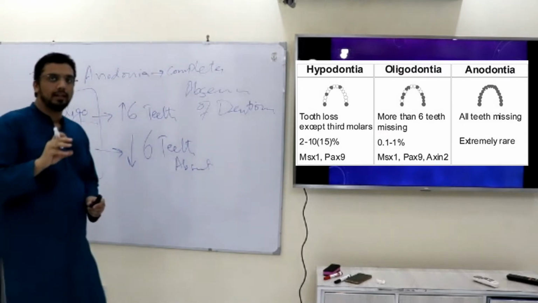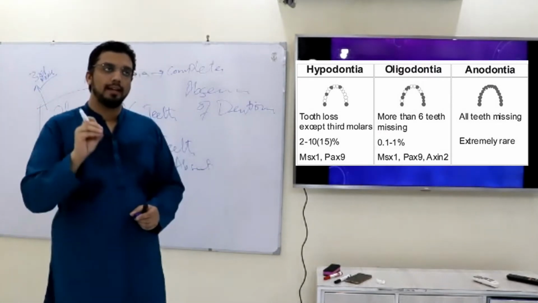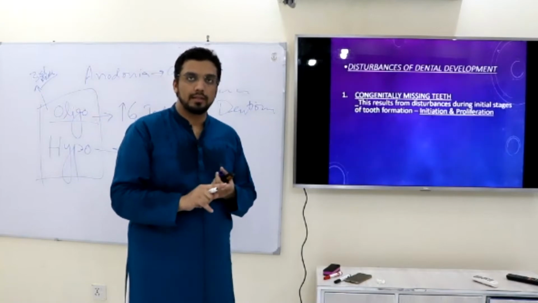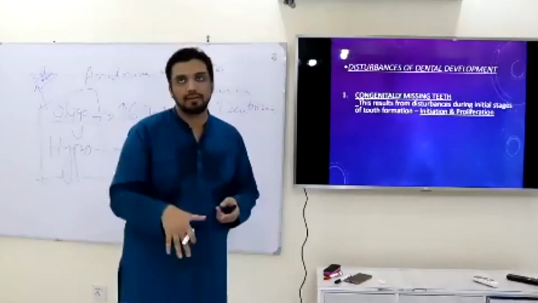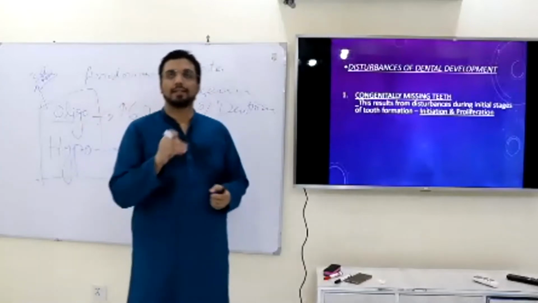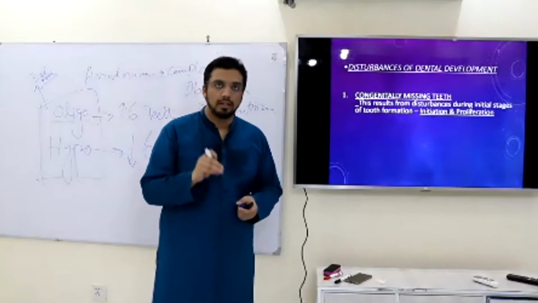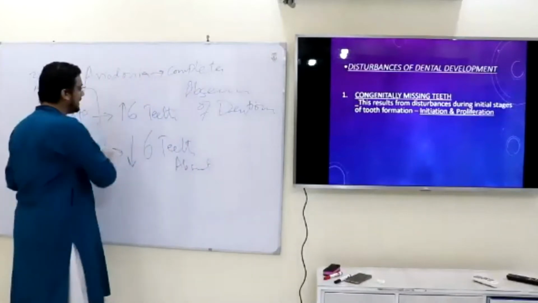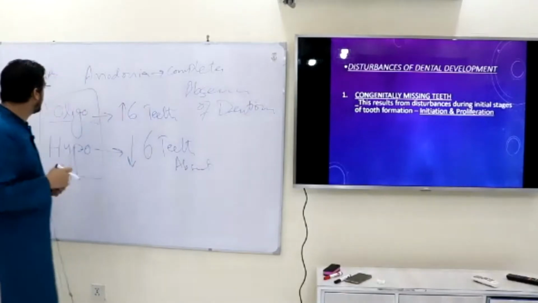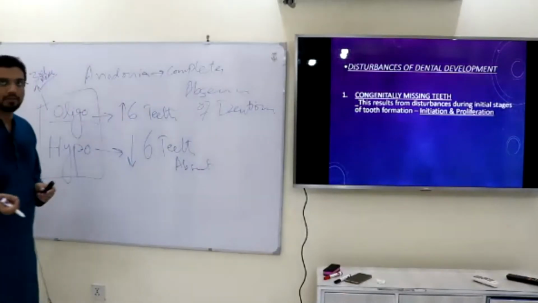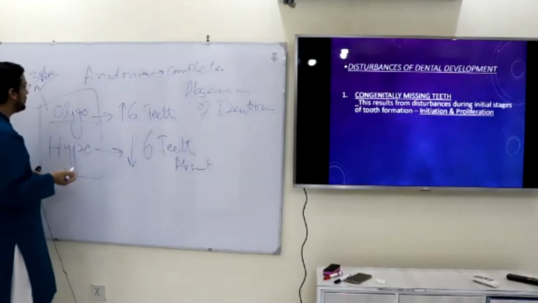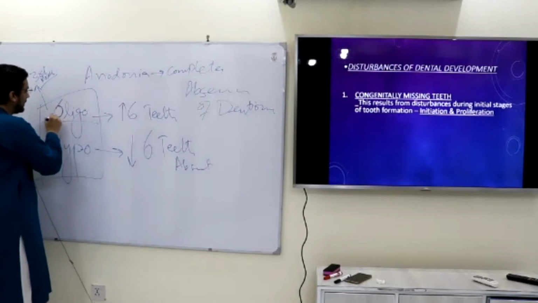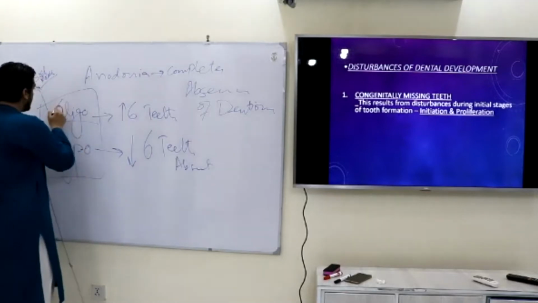The definition of hypodontia and oligodontia comprises two components. One, more than 6 teeth in oligodontia and less than 6 teeth in hypodontia. The second part is excluding the third molar. We do not count the third molar when counting the number of missing teeth in the oral cavity. For a mnemonic, in oligo you already have an O, and you just add it over this, which gives you more than 6 teeth.